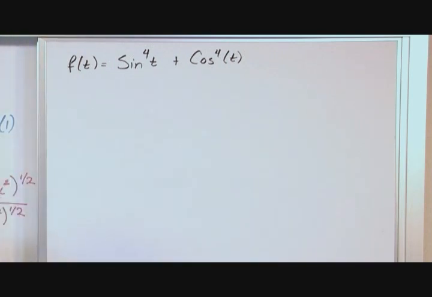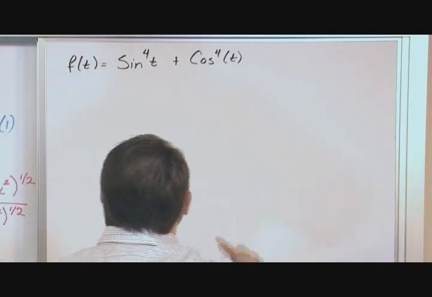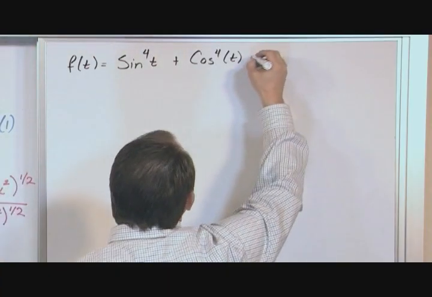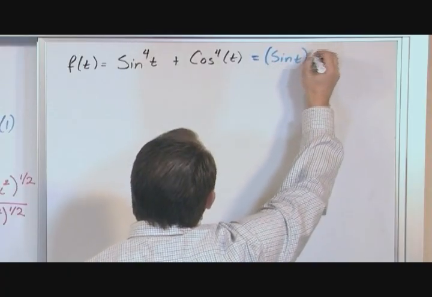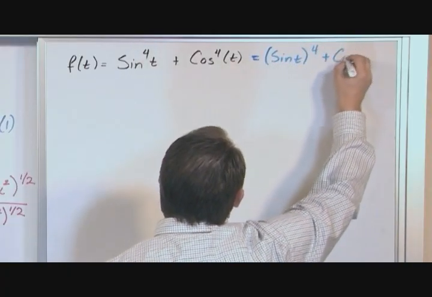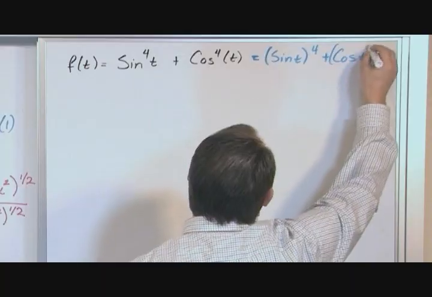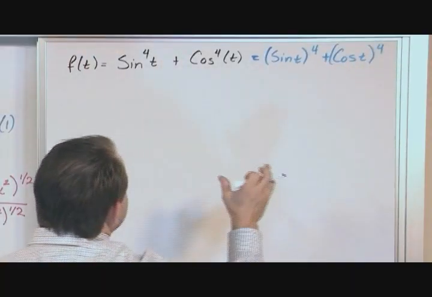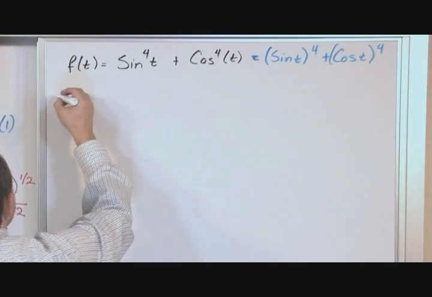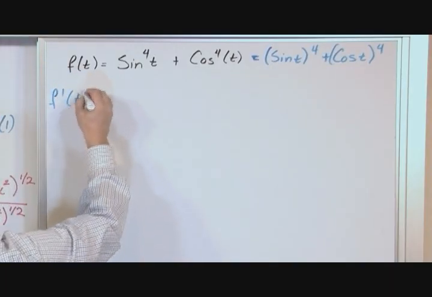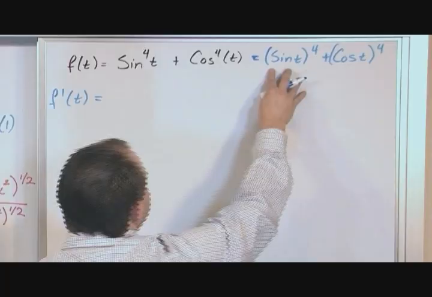All right, so I usually recommend, at least in the beginning, that students rewrite these things. I mean, I'm comfortable with it, but at the beginning you may not be. So just think of it this way: sine of t to the 4th power plus cosine of t to the 4th power. Because that allows you to see a little more easily, okay, I have an exponent with a nested guy on the inside. So f prime of t is equal to, what is the derivative of the first term?